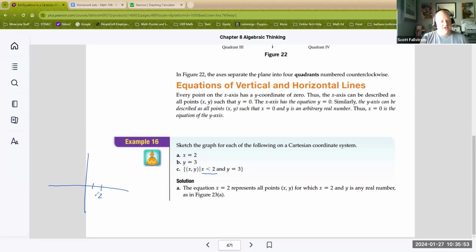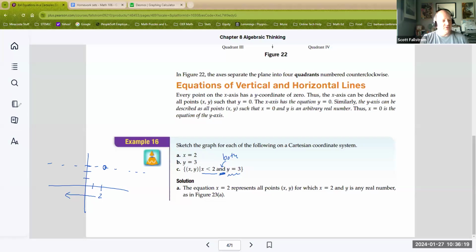Okay, so here's 2. So I need all the points that are going this direction, but it's an and statement. So both have to happen. And then it says y equals 3. Well, let's see here. 1, 2, 3. So here's all the points where y is equal to 3. Notice it does include some points where x is bigger than 2. So I don't want those. So I come up at 2 and I say, okay, do not pick this one.